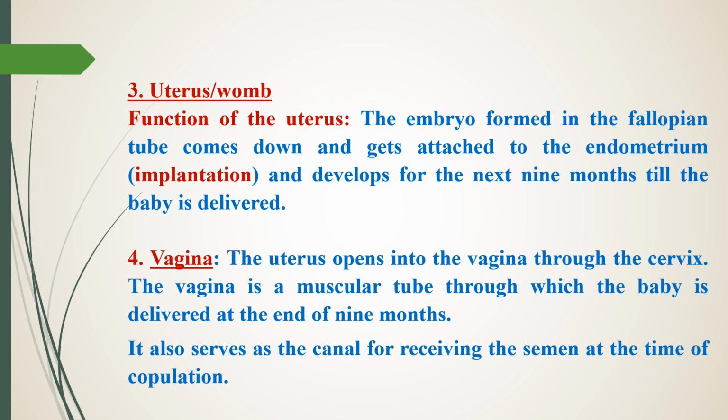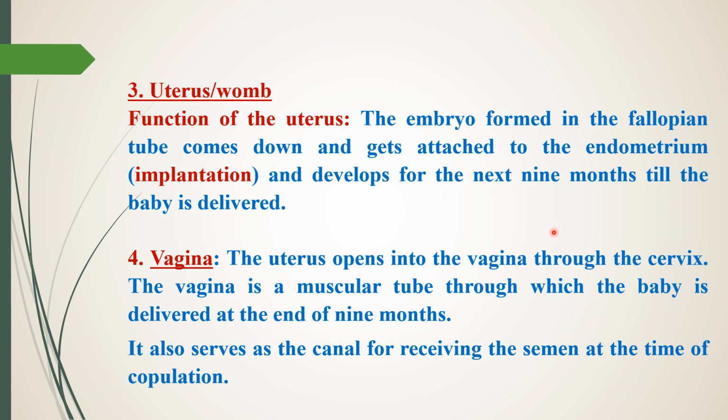Fourth component is the vagina. The uterus opens into the vagina through the cervix. The vagina is the muscular tube through which the baby is delivered at the end of the 9 months. It also serves as the canal for receiving the semen at the time of copulation.